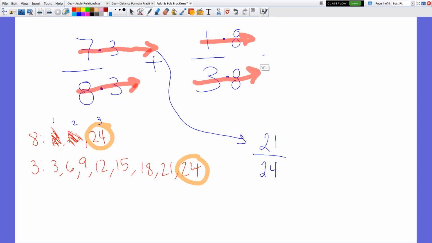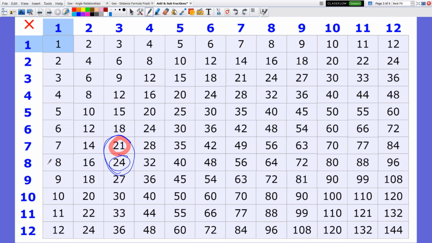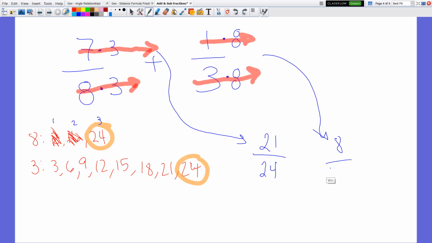Let's see what happens with this other one. 1 times 8, 8. 3 times 8, 24. We could do 3 times 8, and that's what we actually did, 24 right there. But we already knew that. That's why we were multiplying by 3.